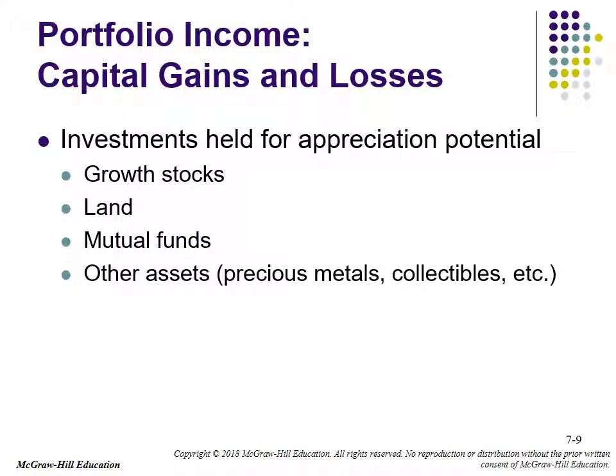Now let's talk about capital gains and losses. These result usually from investments that are held for appreciation potential. Stocks, land is considered a capital asset, mutual funds, and collectibles, maybe precious metals, gun collections, coin collections, things of that nature. Bonds are also included there.